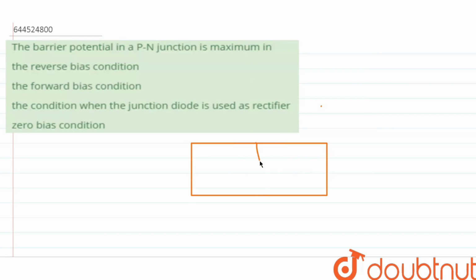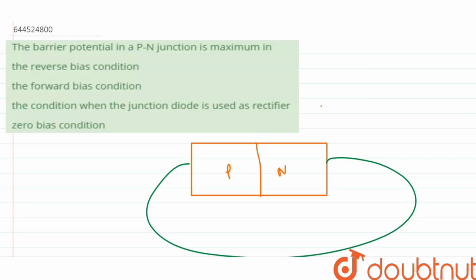So if I want to draw a PN junction, here I draw it. A PN junction consists of two parts, P and N portions. P is the portion which has holes and N is the portion which has electrons. Both are neutral in nature initially, and electrons basically move from N to P.